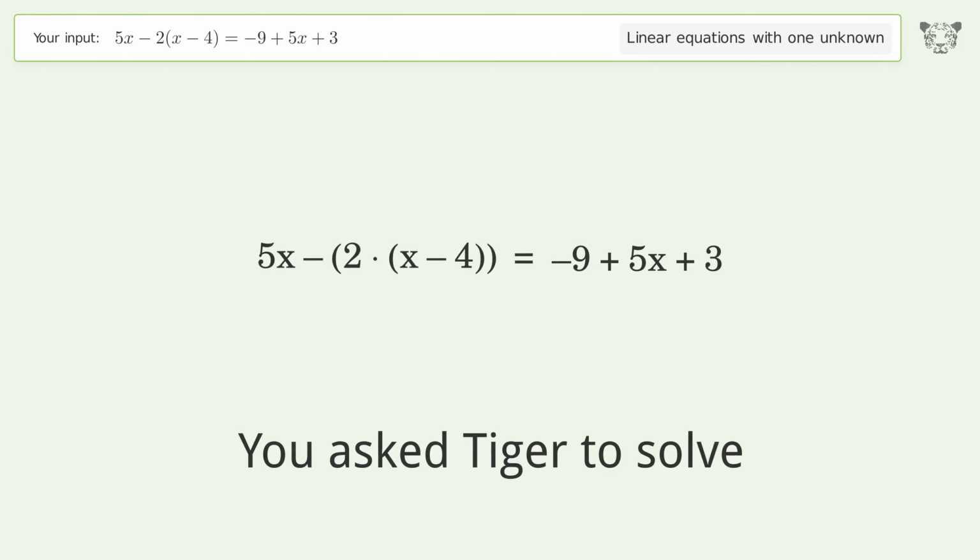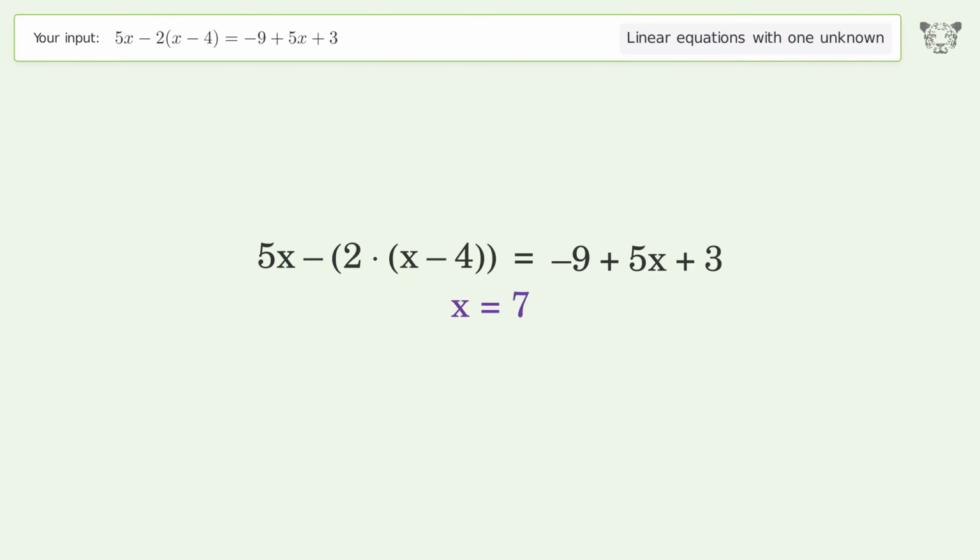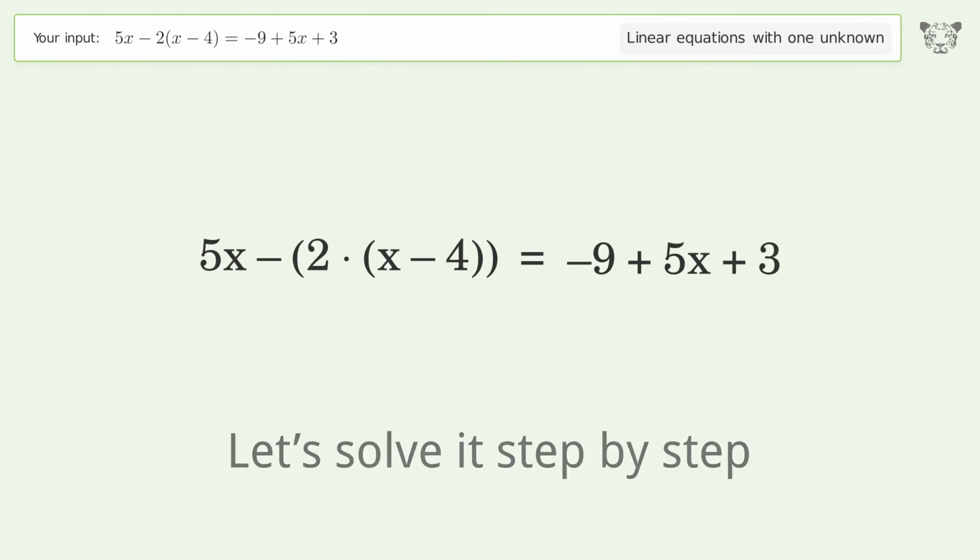You ask Tiger to solve this. This deals with linear equations with one unknown. The final result is x equals 7. Let's solve it step by step.